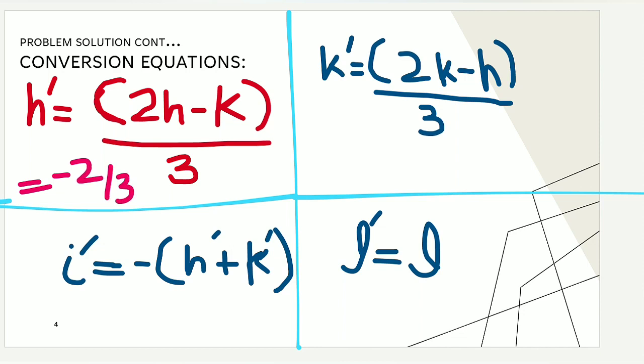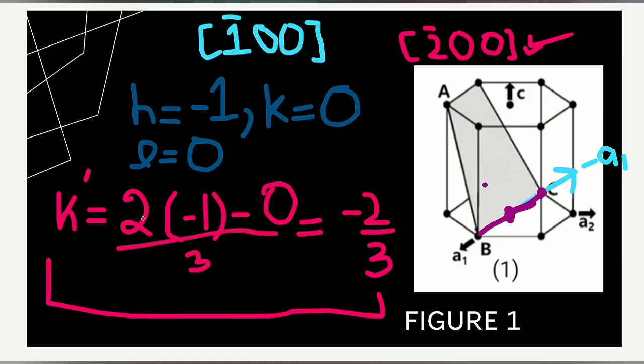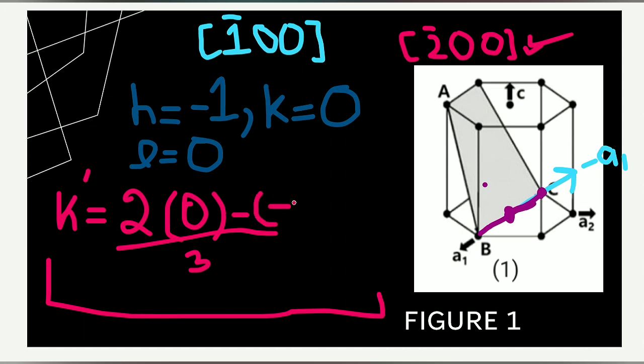Okay, now let's find K prime. K prime would be equal to 2K minus H, because both of these formulas are almost similar. So 2K, K is 0, minus, by formula, H, H is minus 1. This quantity becomes 0 as a whole, because 2 multiplied by 0 is 0, and this minus multiplies with this minus to become plus. Minus minus equals plus, so 1 by 3 is what we got, and K prime is equal to 1 by 3.